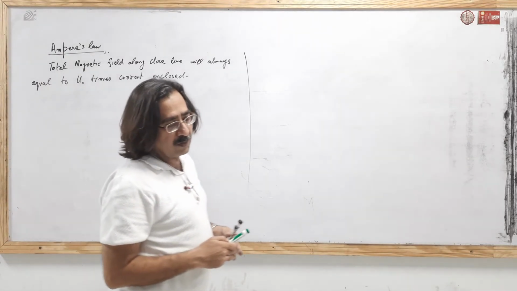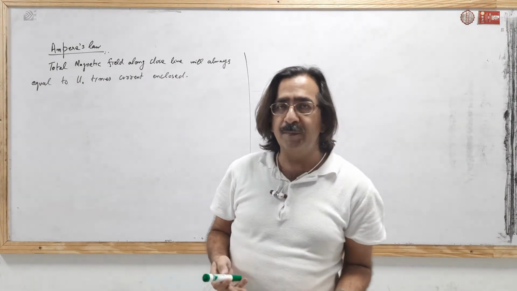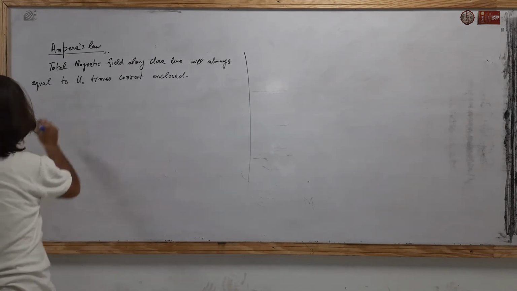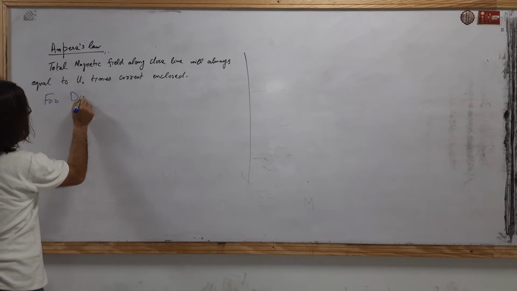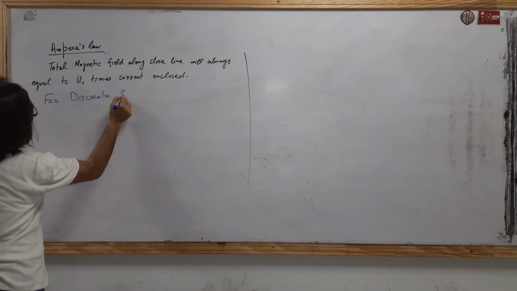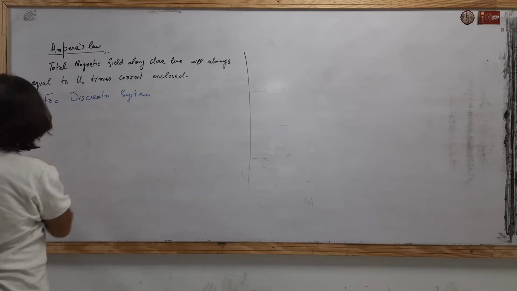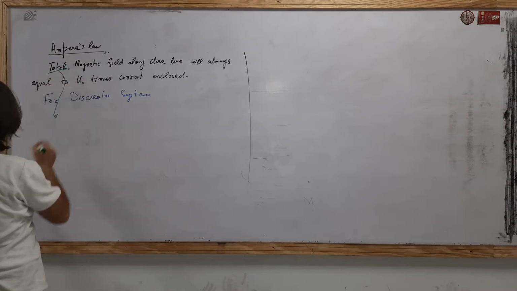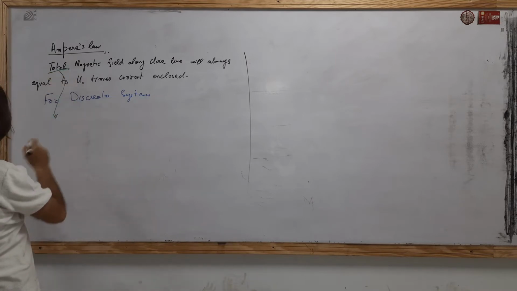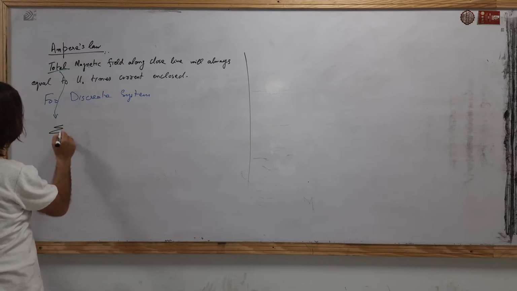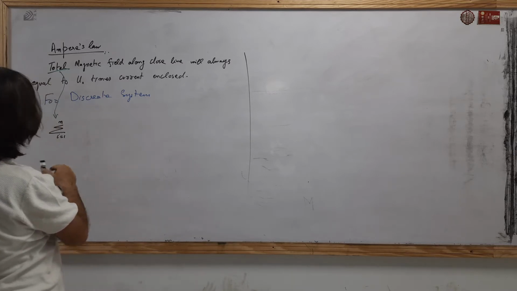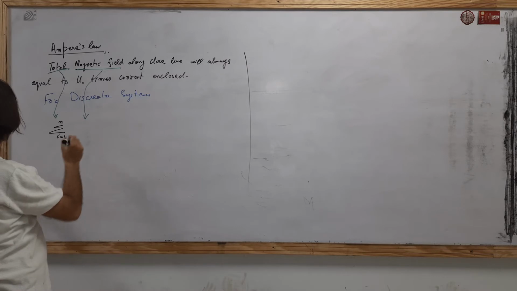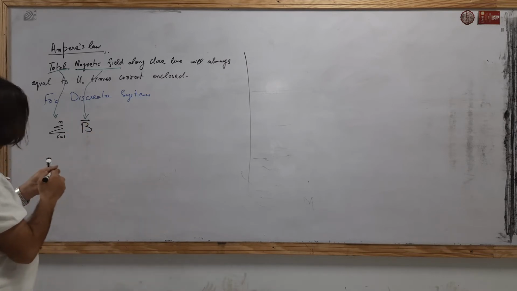Ampere's law may be for a discrete system or for a continuous system. Firstly, we consider the discrete system. For a discrete system, the total is replaced with a summation, from i equal to 1 to n. The magnetic field will be represented by B.